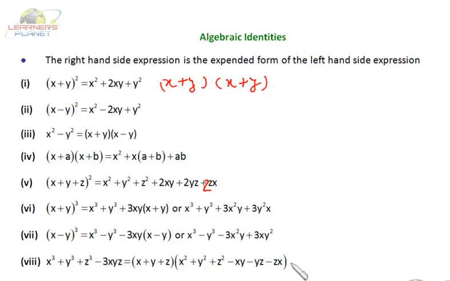This last identity is very important, and there are applications based on these identities which are covered in your course. We'll be taking these sorts of identities in the same session. It is x cube plus y cube plus z cube minus 3xyz is equal to (x plus y plus z)(x square plus y square plus z square minus xy minus yz minus zx). So these are some basic identities which you have to learn.